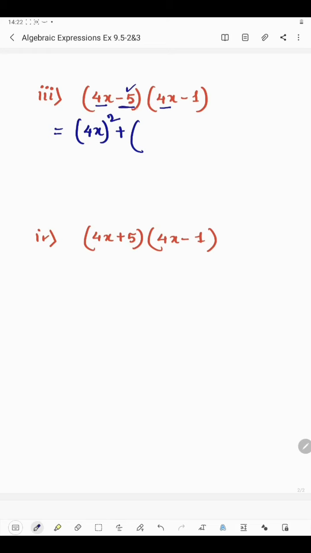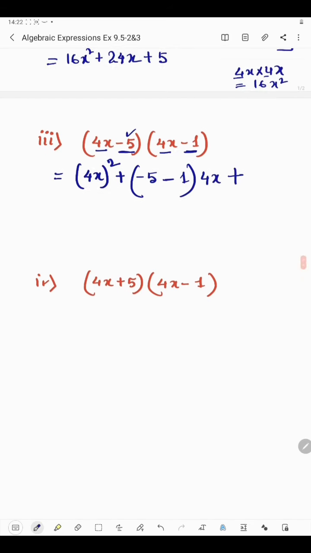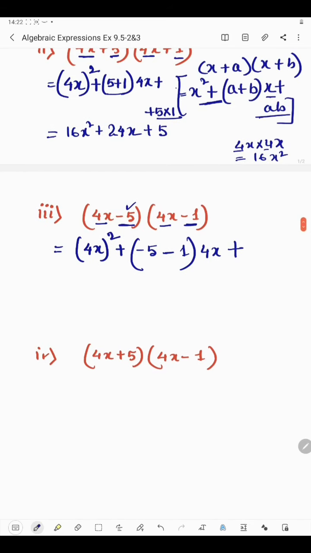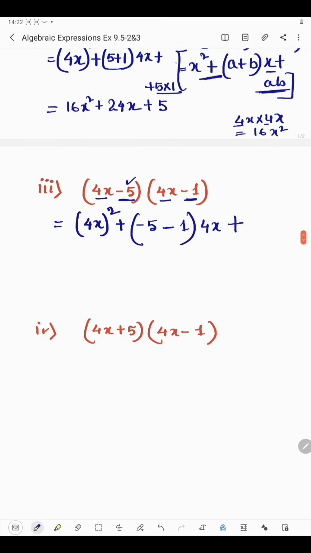So here, minus 5 and minus 1, okay, and then multiplied by x means the first term. So here the first term is 4x, then again we have plus, and then we will write the product of the two different terms. So here the two different terms are minus 5 into minus 1, okay.